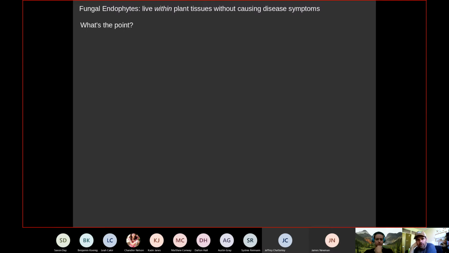Okay, so the endophytes, they're definitely not hurting the plants, or we would call them parasites. They're just hanging out, and in the process, maybe they're helping the plant in some way by occupying a niche that a parasite would take. Yeah.